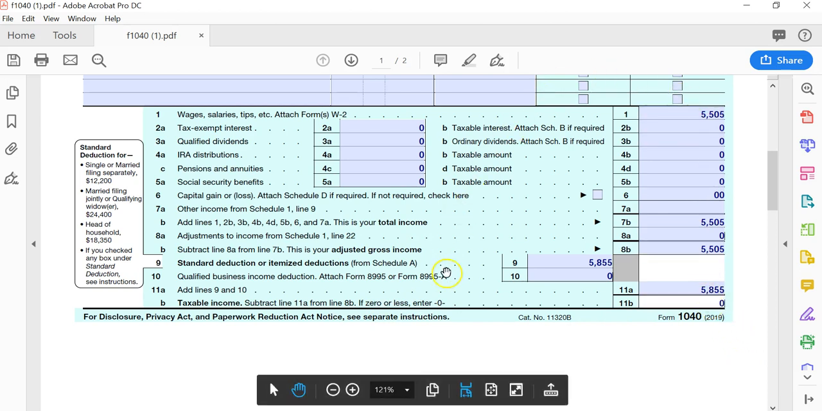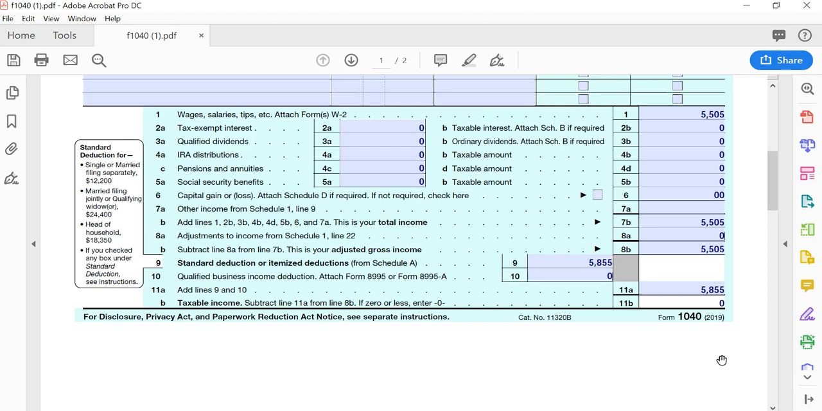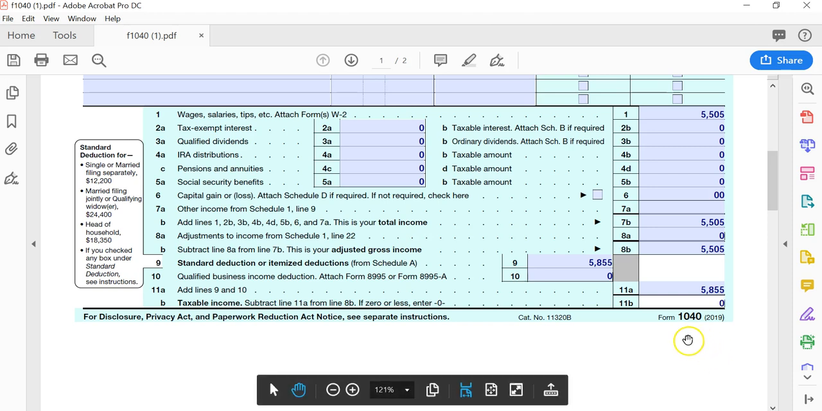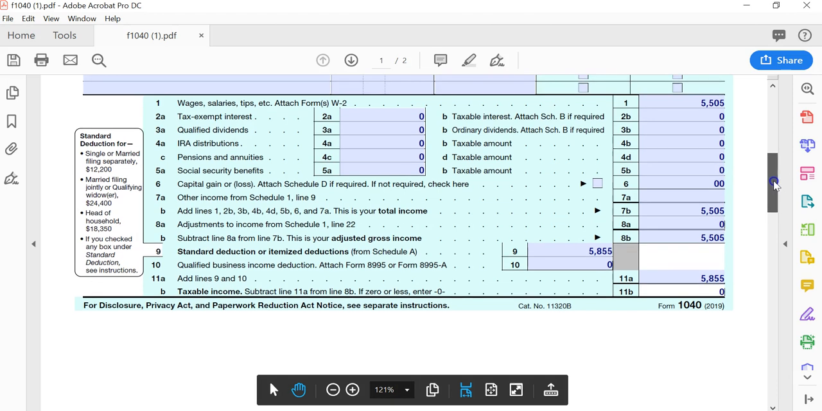Basically, from this part of the worksheet, what we have found is that Edgar did not make enough money in 2019 that he is going to be expected to have to pay any taxes. Okay? So now we're going to go to the second page to continue on.